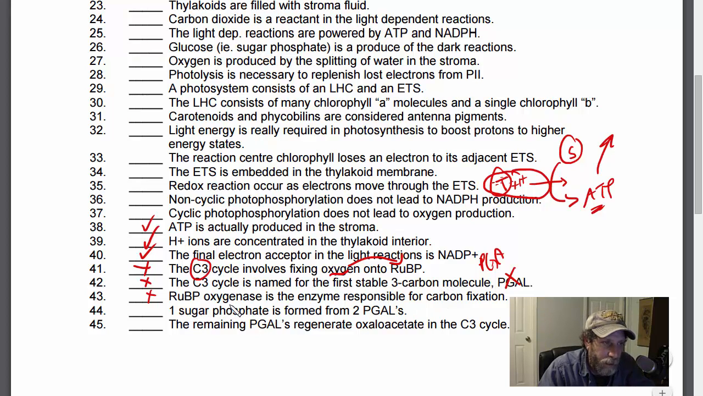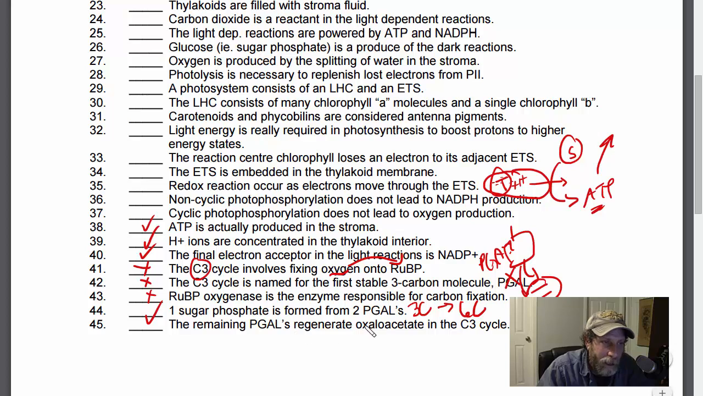One sugar phosphate is formed from two PGALs. Well, yes, in the cycle, when you click one off, you're going to need two of those molecules. Two are going to have to come off, and then together you're going to get a sugar phosphate. Because remember, each PGAL, phosphoglyceraldehyde, has 3 carbons, and to make a sugar phosphate, you need 6. So you need 2 of them.